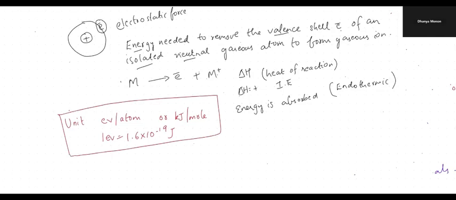Okay, and also 1 electron volt per atom is equal to 96 kilojoules per mole. These are some conversions you need to remember, because questions can be asked for any conversion. Please remember this, it is very important. Now, students, energy is needed to remove the electrons in the valence shell of an isolated neutral gaseous atom to form a gaseous ion. And this energy provided is called the ionization energy, which is positive. IE I'm writing as a short form for ionization energy.